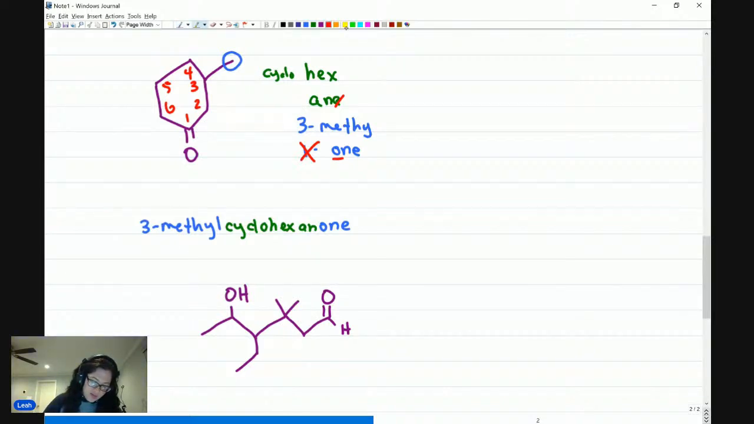First thing we'll do is identify the parent chain. That will be this chain right here. We'll number it from the side that gives me the total lowest set of numbers, but also in the case of an aldehyde, that has to be number 1 when it's the highest priority. So that will be 1, 2, 3, 4, 5, 6. 6 carbons in the parent chain gives me hex.